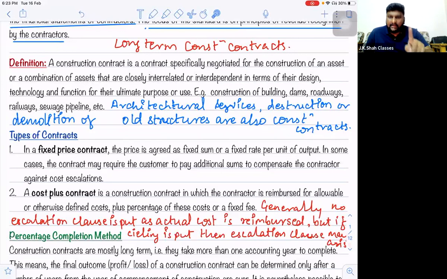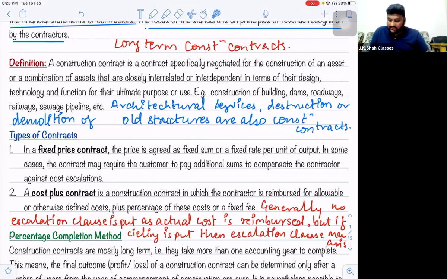When the ceilings are put, they will also demand escalation clauses. Because say, I am a genuine contractor and I am willing to spend only 5 crores. But what if the material and labor prices increase? Then can I say my cost may go beyond 5 crores? Then who will be responsible in such a case? That is why escalation clauses are put if there is a ceiling kept in such contracts.